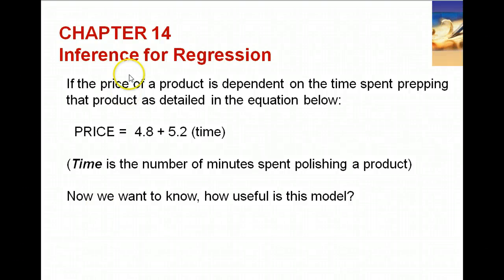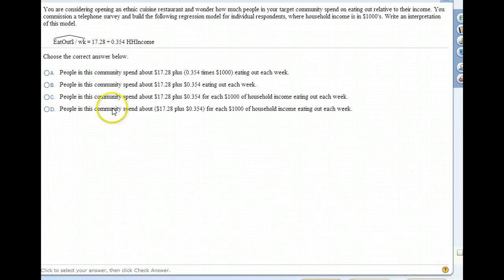So this is an example from chapter 14 dealing with inference for regression, and the question gives you an equation that shows the amount of money people spend eating out per week as it relates to the annual household income in thousands of dollars. So this is the expression. We're saying the amount that they spend eating out per week is equal to 1728 plus 0.354 times the household income. And the question we are asked is, what do these numbers mean? What does the 1000, how does that relate to the 0.354 and the 1728?